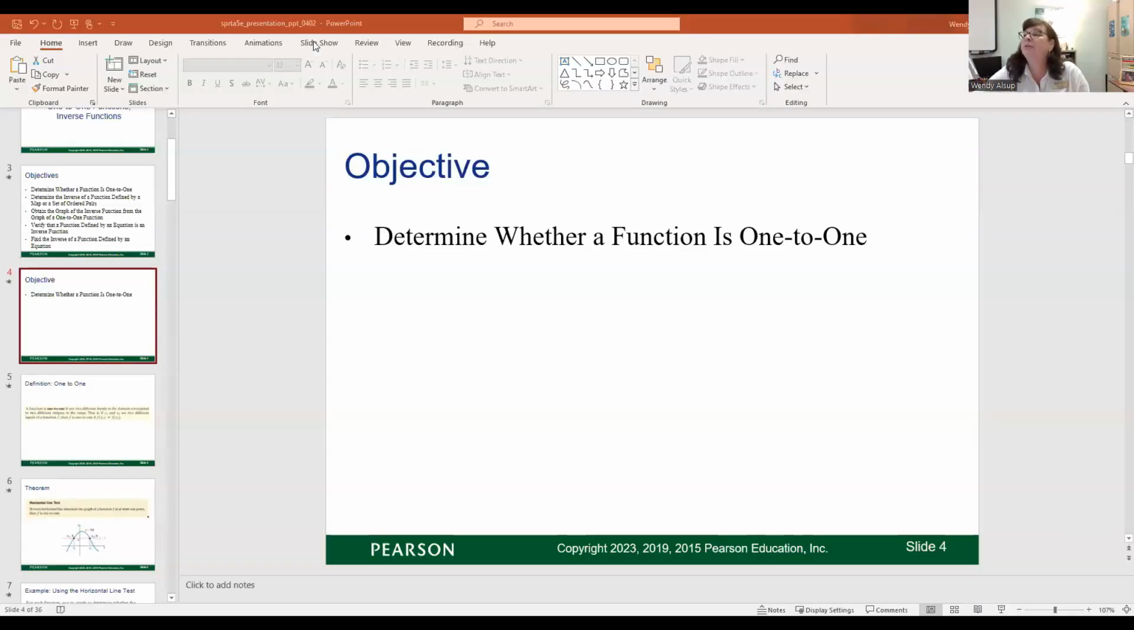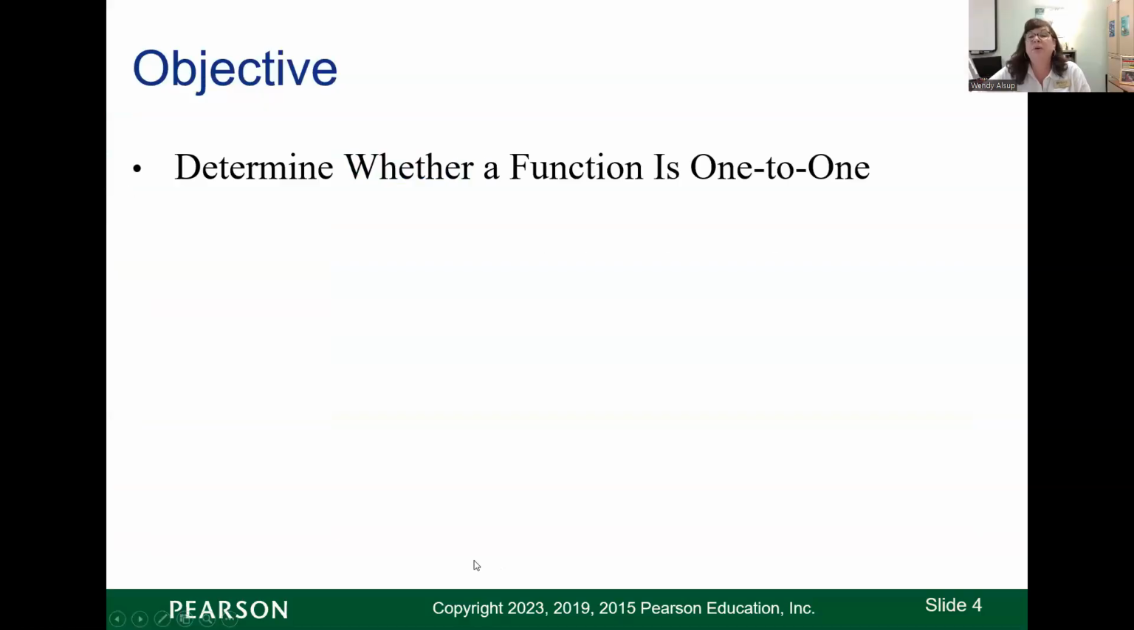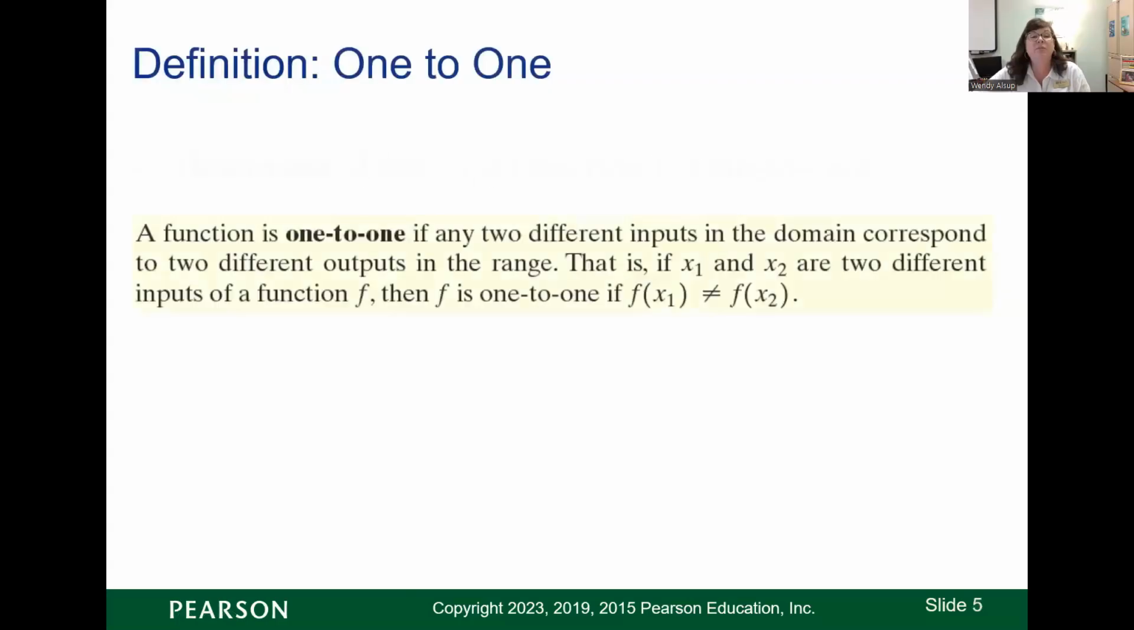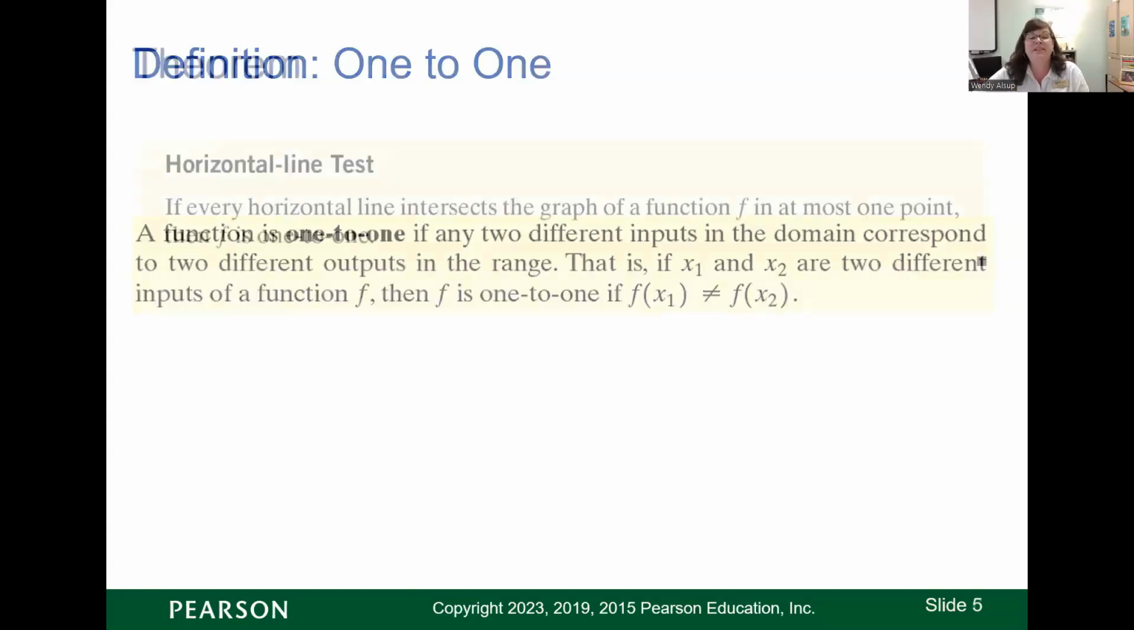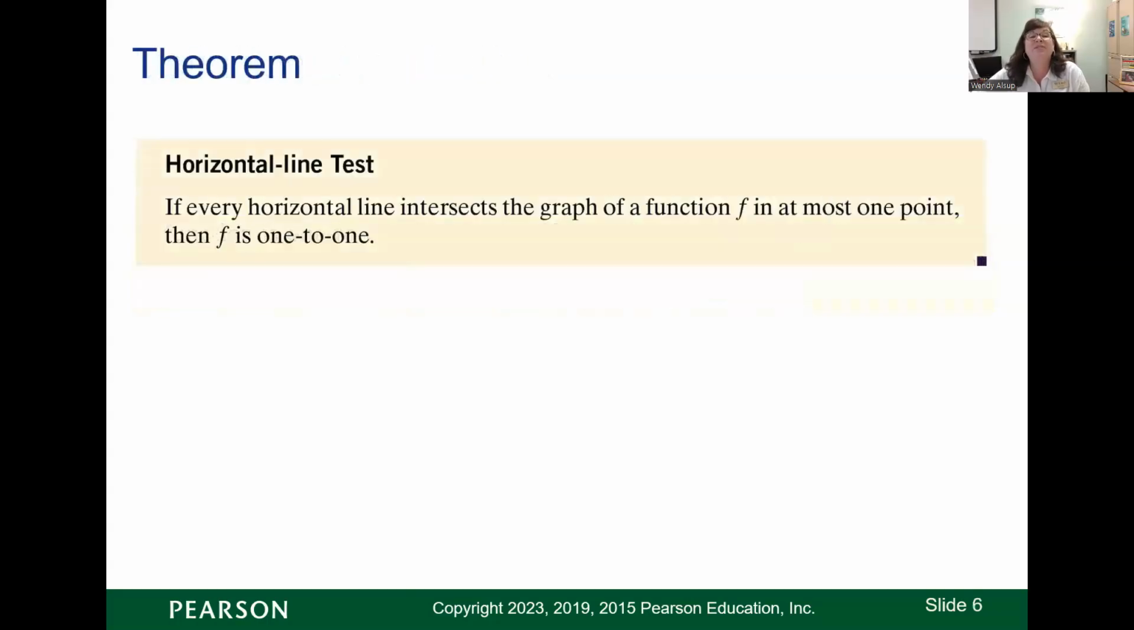So we're going to determine whether a function is what we call one-to-one. A one-to-one function is one where any two different inputs correspond to two different outputs in the range. The best way to say it is that it passes a horizontal line test.